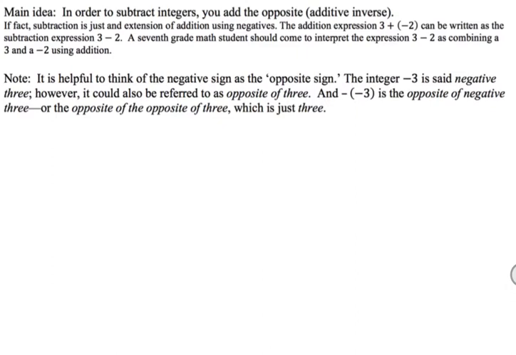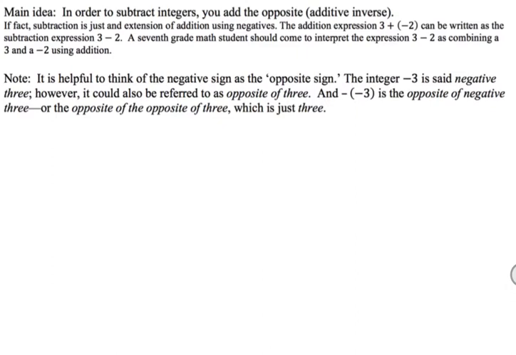Okay, the main idea with subtracting integers: in order to subtract integers, you add the opposite, the additive inverse. In fact, subtraction is just an extension of addition using negatives. The expression 3 plus -2 can be written as the subtraction expression 3 minus 2. A 7th grade math student should come to interpret the expression 3 minus 2 as combining a 3 and a -2 using addition. It is helpful to think of the negative sign as the opposite sign.